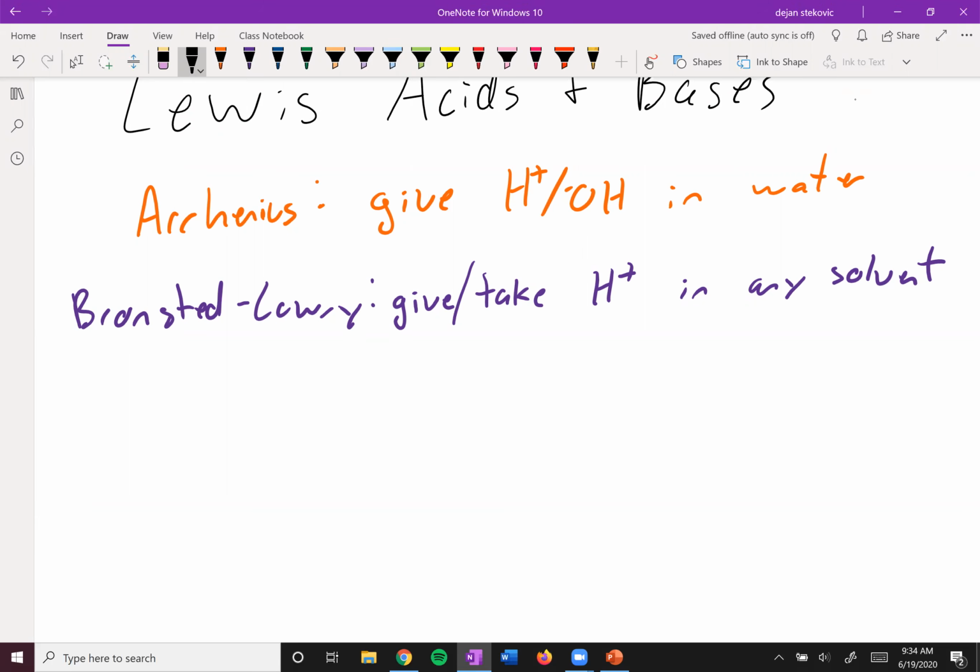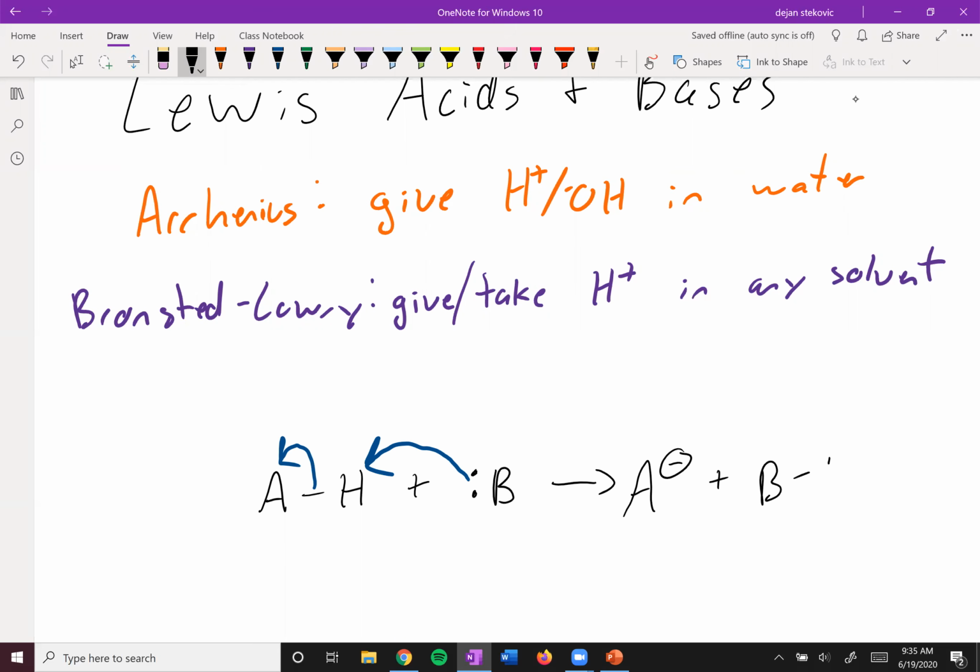So let's take a look at an acid-base reaction. So we have AH, our acid, plus our B, our base. In this reaction, a lone pair from the base forms a bond with the hydrogen, and then the electrons in the AH bond go on to the A, right? And so you get an A minus plus a BH positive in this case. Not always plus or minus, depending on what the initial charge was, but we have a movement of electrons.